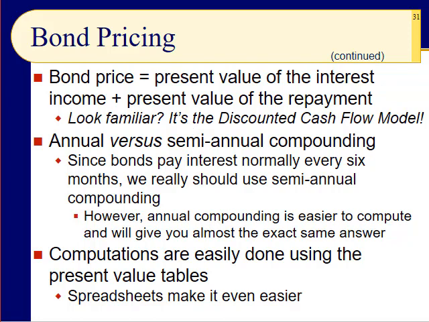We have annual compounding versus semi-annual. We're going to do annual because it's just a lot easier. The spreadsheet will do the semi-annual for us. But the difference in price is $1. It's no big deal. Since bonds normally pay every 6 months, we really should use semi-annual, but annual compounding is easier to do manually, and it gives us almost exactly the same answer.